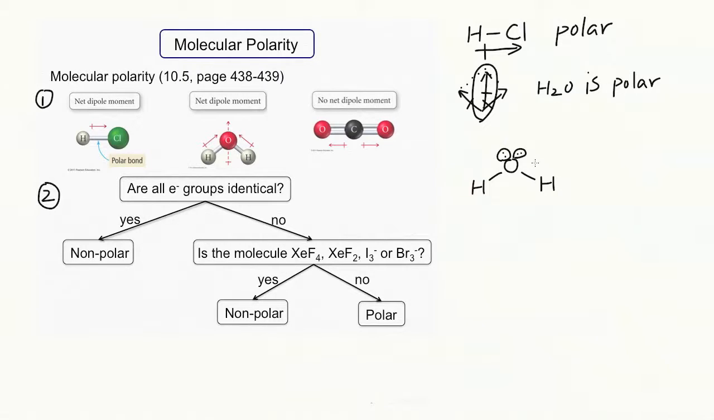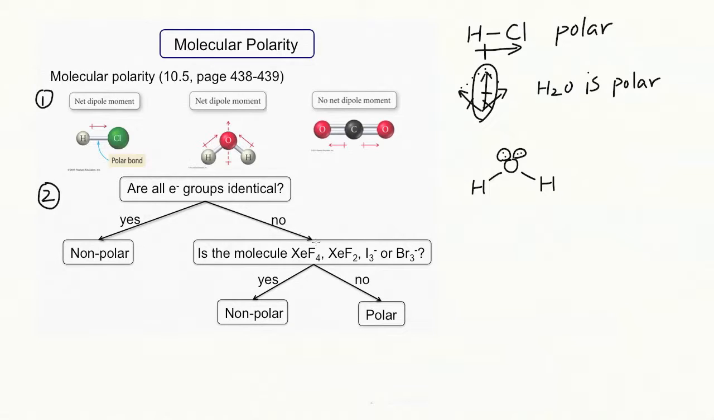For oxygen here, it has 4 electron groups: 2 lone pairs and 2 single bonds. Apparently, the 2 lone pairs are different from the two single bonds. So the answer is no. The electron groups of oxygen are not identical, so you go this side.